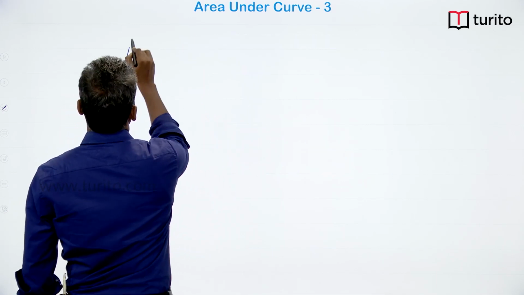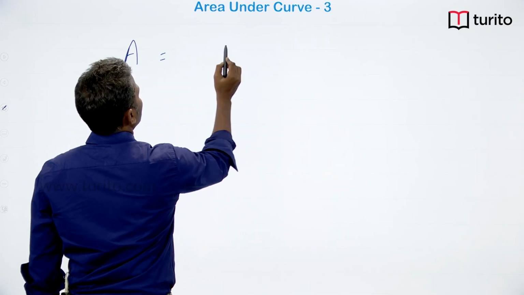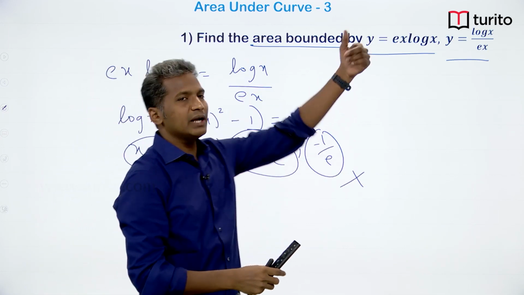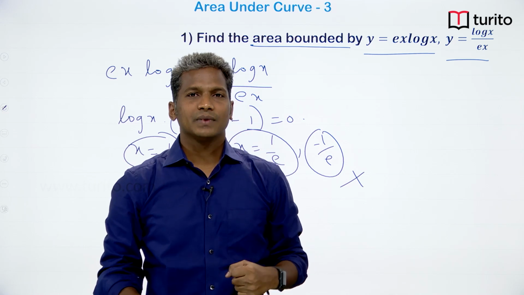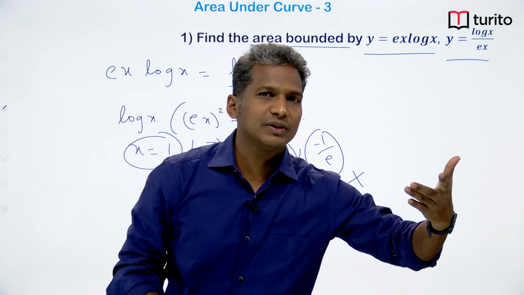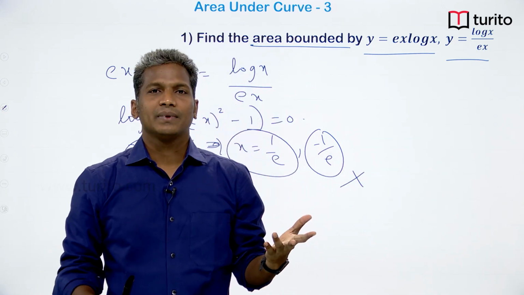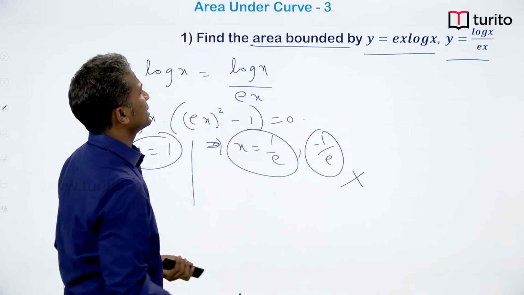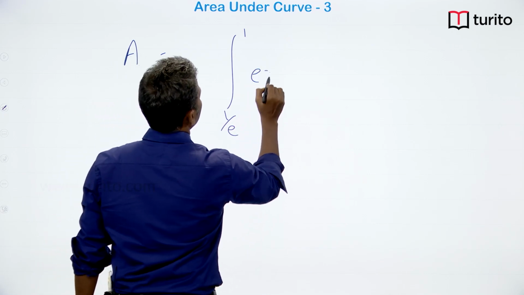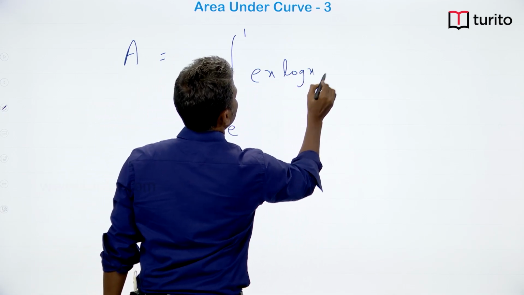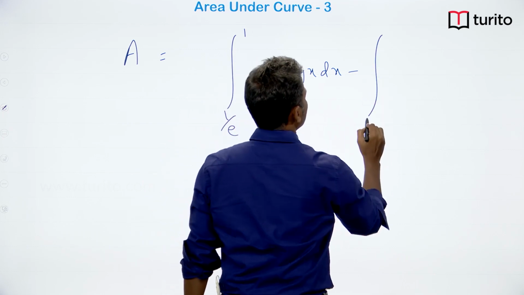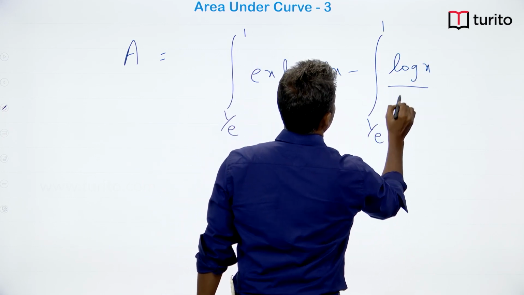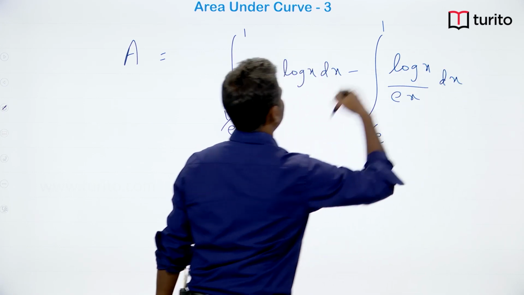So I can straight away take the area as the integral going from 1 by e to 1, take one function minus the other function. We don't know which function is above and which is below geometrically, but we can put a modulus sign outside. So I can take it as the integral of ex into log x dx minus the integral from 1 by e to 1 of log x by ex into dx.